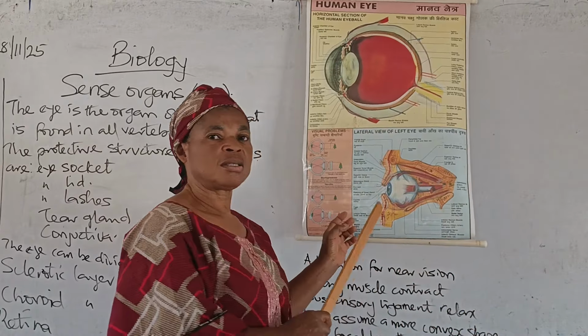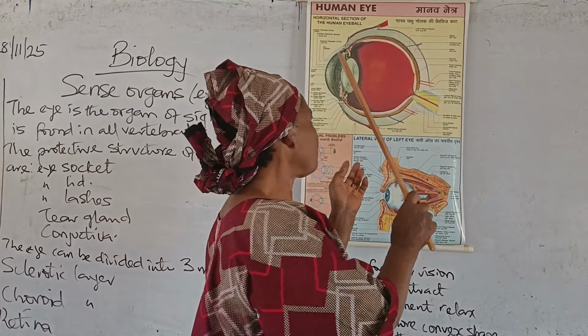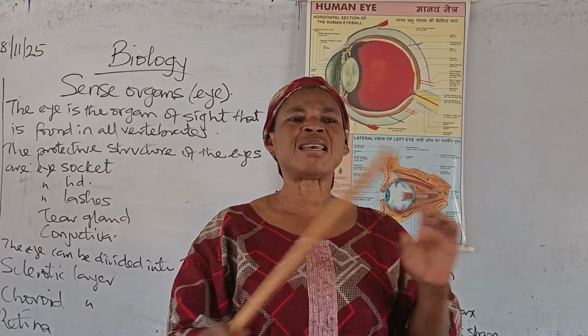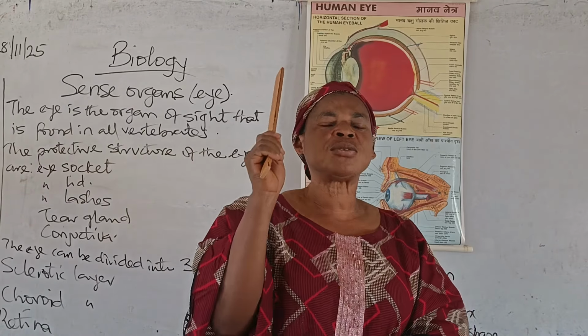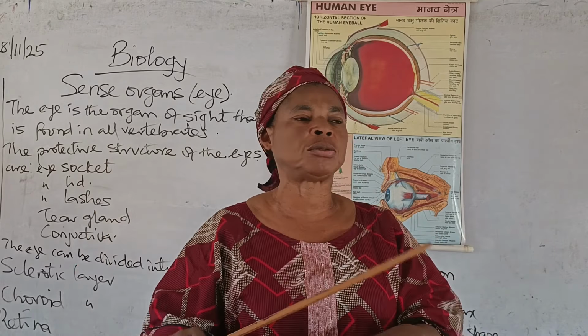But the rods are the second sensory cell of the retina. So what happens is that you can see anything, but it's only sensitive to black and white. That means anything that is colored, it will not see.